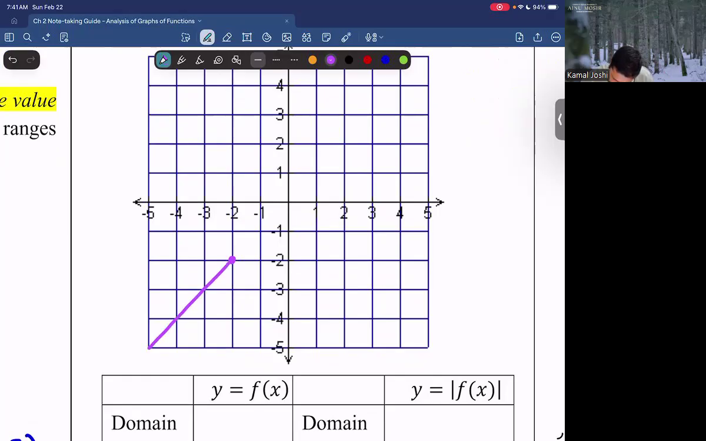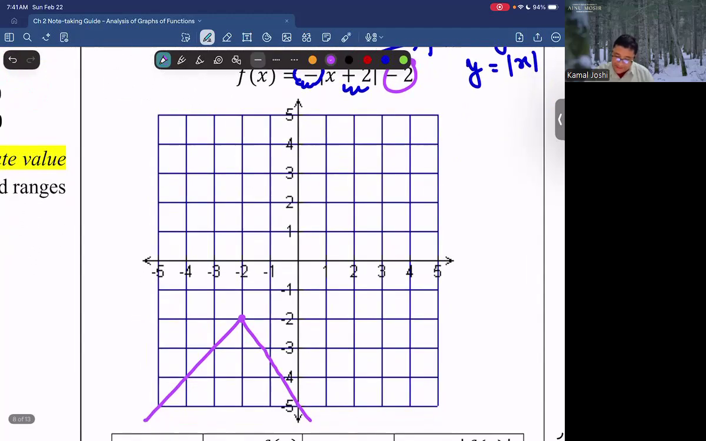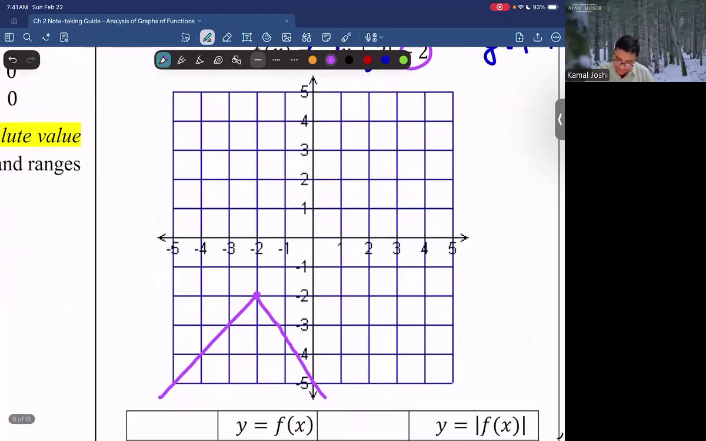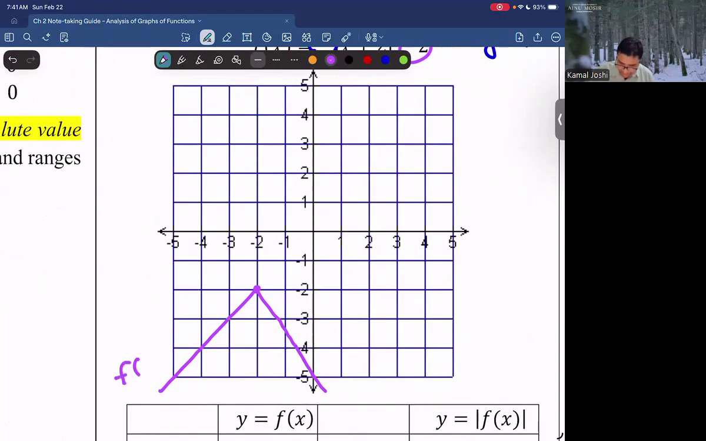So you can imagine where the graph is going to be. Like that, I'll just continue here. And then sketch the given function, that is the given function f of x. Now sketch its absolute value.